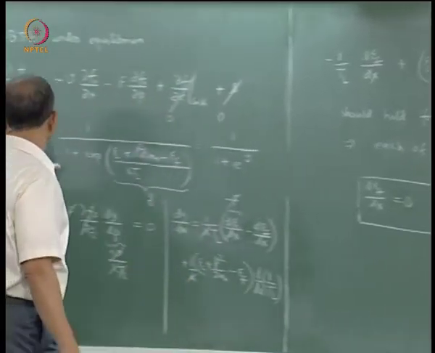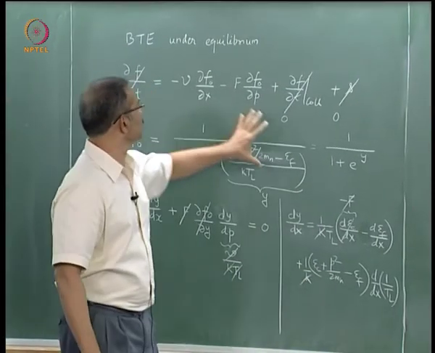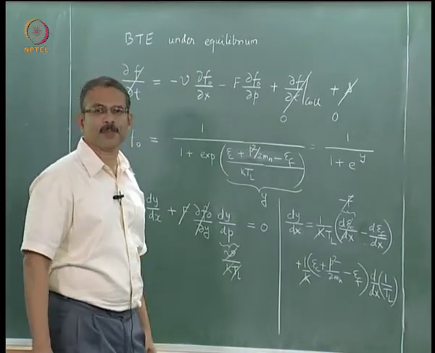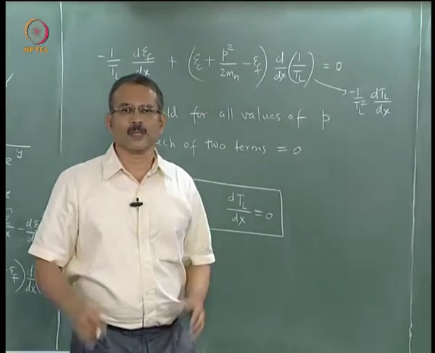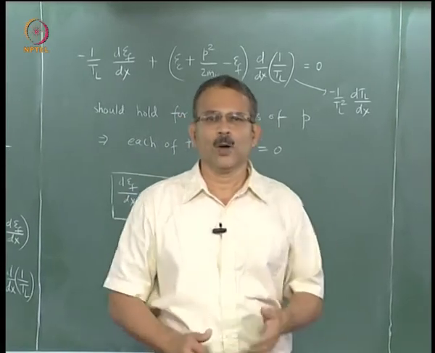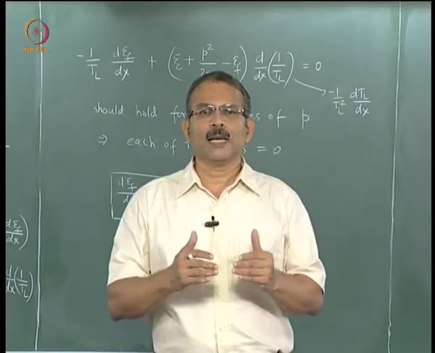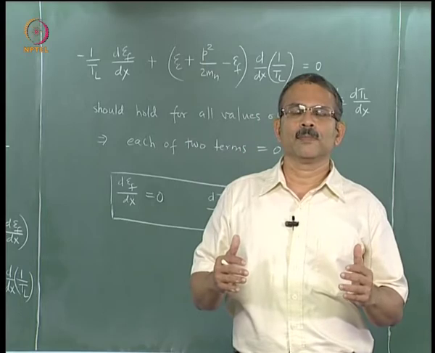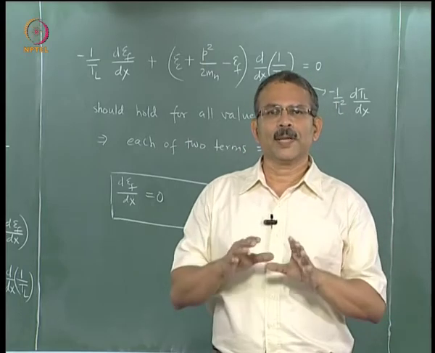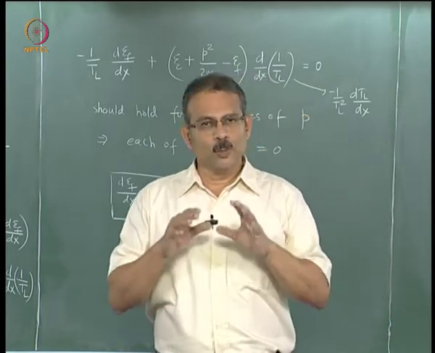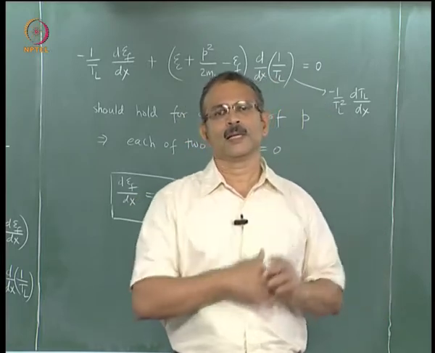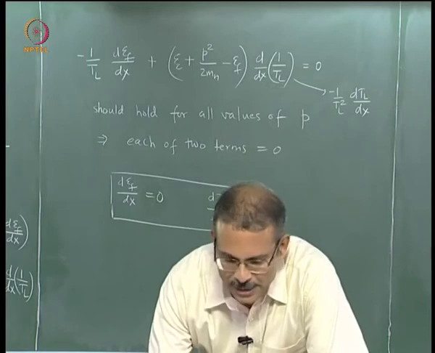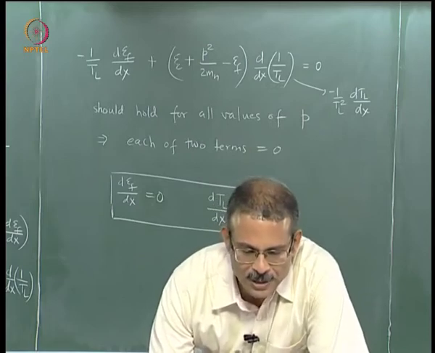In other words, this function is a solution of the Boltzmann transport equation under equilibrium if dEf by dx equal to 0, dTL by dx equal to 0. Now that is a great result. We already know that the Fermi level should be constant with x under equilibrium or constant with position, and temperature should be uniform. So the Boltzmann transport equation gives you this result, which we have obtained from some other method. It also tells you that this equation is a solution.